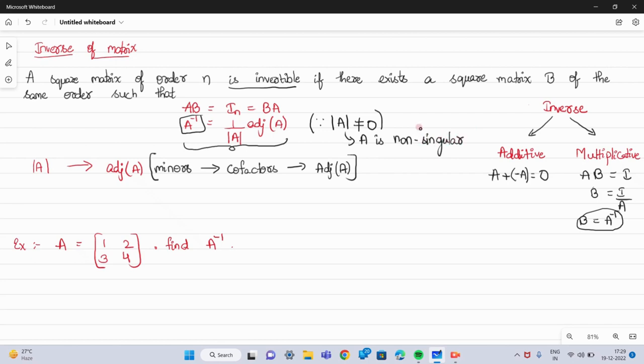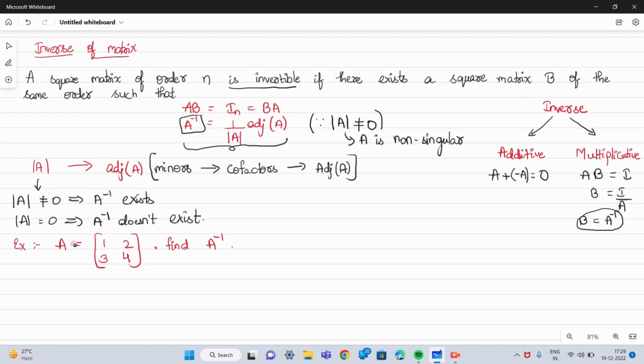Yes. So to find the inverse of a matrix, first we need to find the determinant of the matrix, then the adjoint of the matrix. I already discussed how to find the adjoint of A: first find minors, then cofactors, then adjoint. So here first find the determinant. If the determinant is not equal to 0, then only A inverse exists. If the determinant is equal to 0, then A inverse doesn't exist.